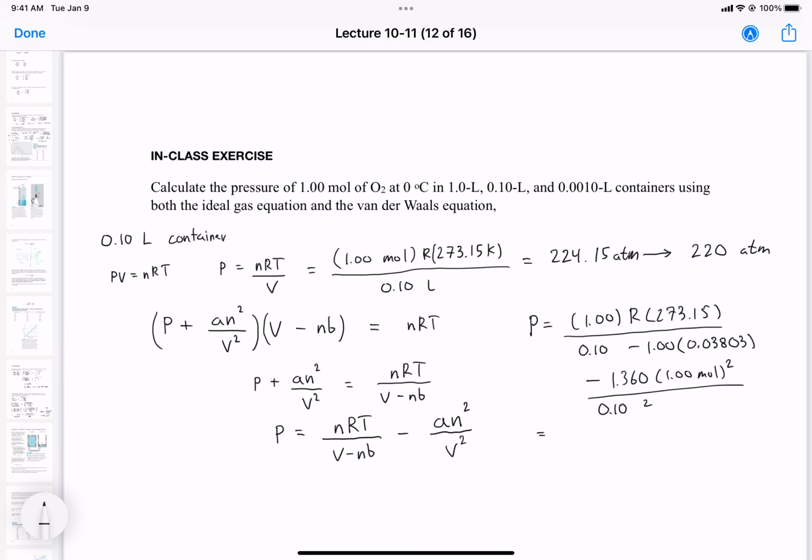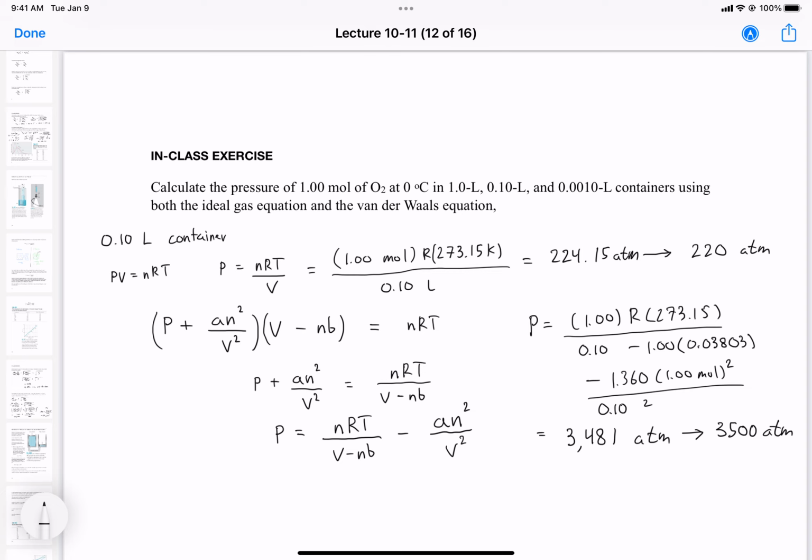Okay. Let me just put this in my calculator. Yeah, so we get 3,481 atmospheres. So this rounds to 3,500 ATM. So see, there is a big discrepancy here between what we should expect and what we actually get. So we actually get something really large. So in here, the ideal gas law would fail.